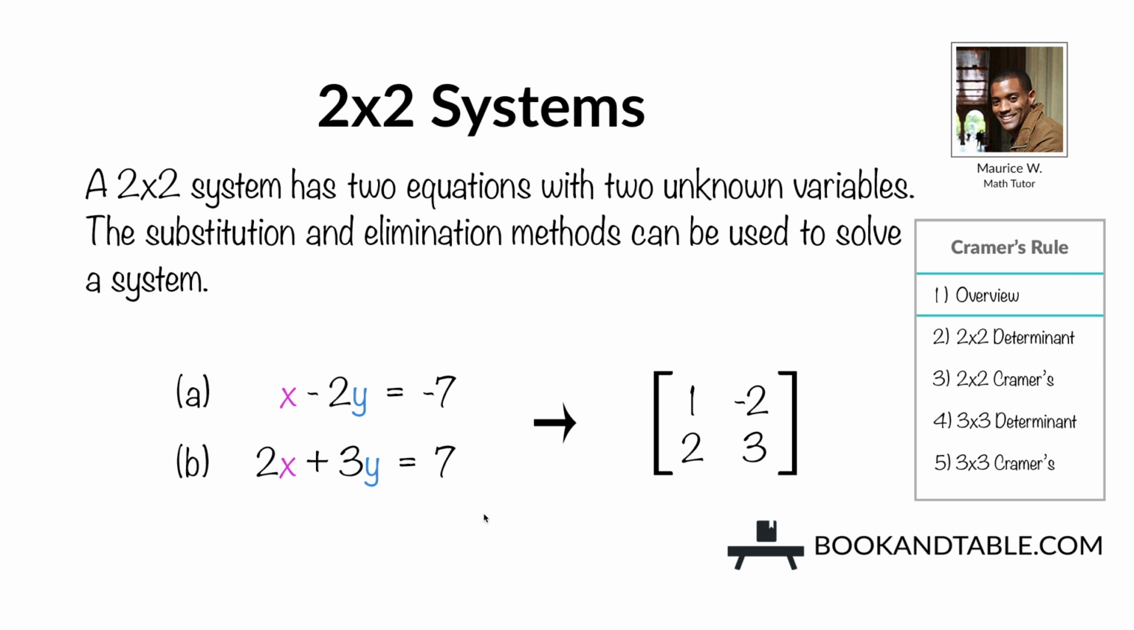So let's begin by discussing 2x2 systems. A 2x2 system has two equations with two unknown variables. The substitution and elimination methods can be used to solve a system. So this here would be an example of a 2x2 system.